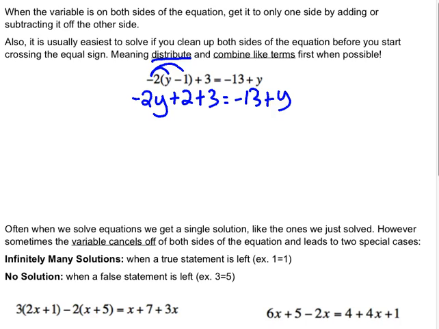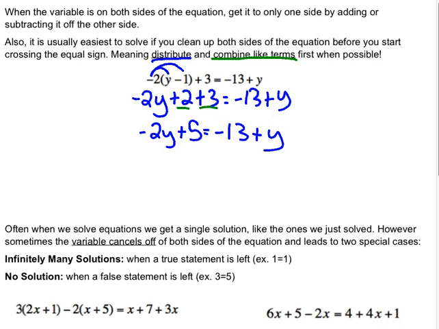And the other thing is combining like terms. So notice on the right-hand side of this equation, the 2 and the 3. They can go together, right? Because both of them are just normal numbers. So the process of putting those two together is called combining like terms. Okay?